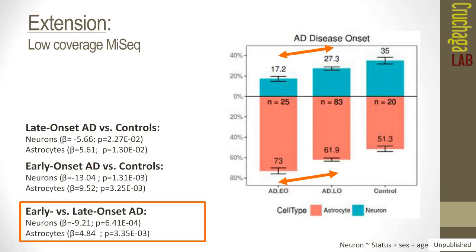What really caught our attention is that within different manifestations of AD, when we compare late onset AD, the middle, against early onset AD here on the left, we see that the distribution of cell types is completely different. Although they are younger, these subjects have a lower proportion of neurons, which just shows that the effect in this cohort is completely different.